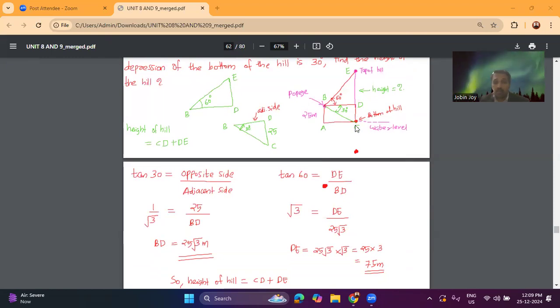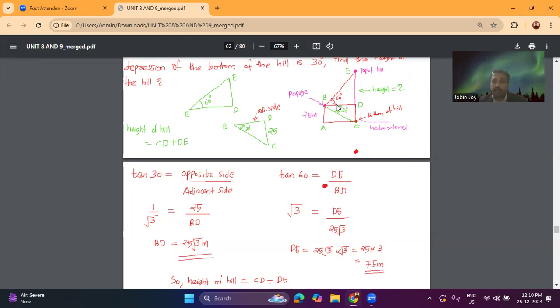So tan 30 is equal to opposite side by adjacent side. What is the opposite side? The opposite side is this here, this is 25. This height is given, right? This is 25 meter, that means this CD is 25. So tan 30 is equal to opposite side divided by adjacent side. This is 25, so 25 divided by BD. What is tan 30? Tan 30 is 1 by root 3. 1 by root 3 is equal to 25 by BD. Then cross multiplication, BD is equal to 25 root 3 meter.